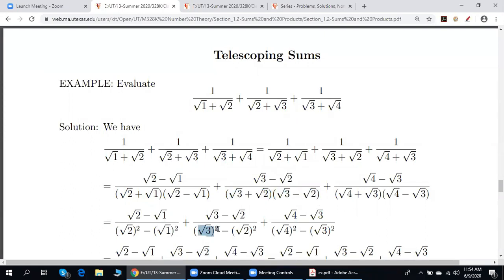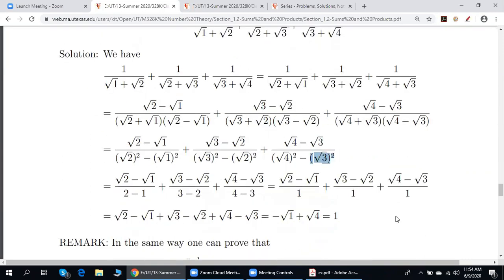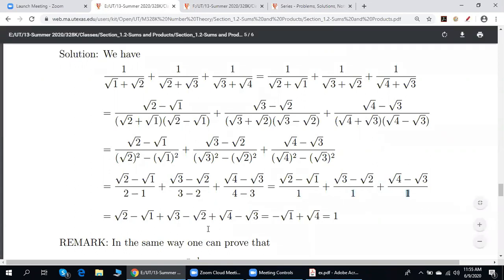Similarly here, A squared minus B squared. And here, A squared minus B squared. Obviously, square root of 2 squared is 2. Square root of 1 squared is 1. Similarly here and here. Of course, 2 minus 1 is equal to 3 minus 2 is equal to 4 minus 3 is equal to 1. 1, 1, 1. These ones disappear.